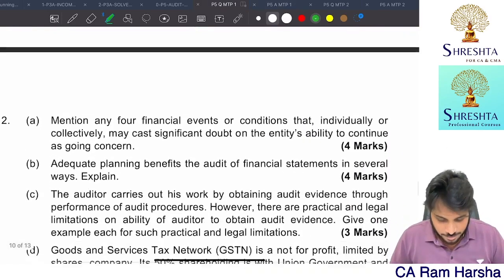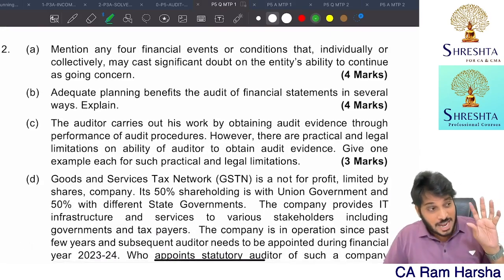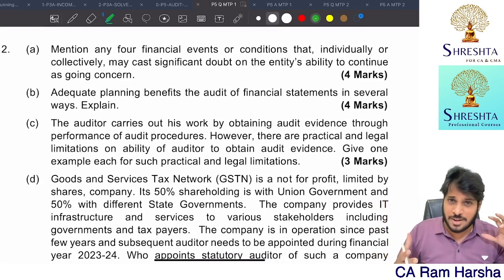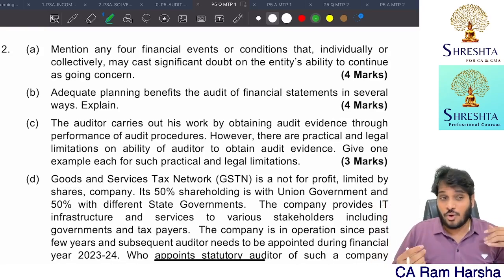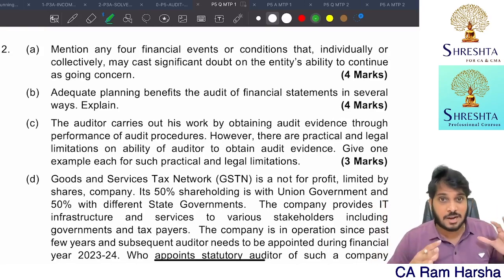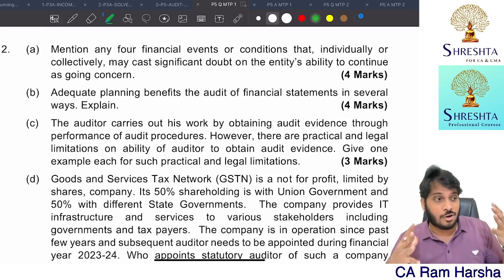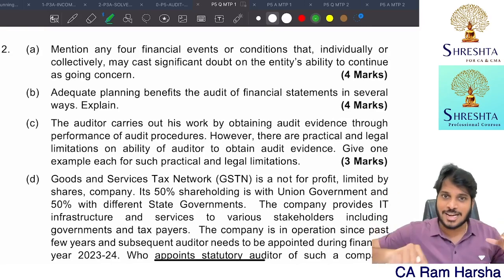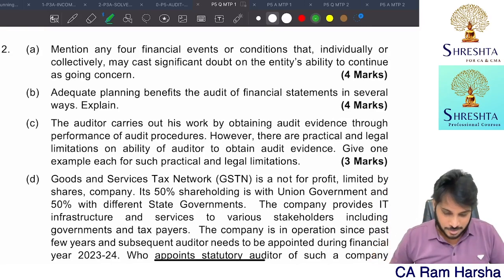Next, they gave a situation of how a familiarity threat has been created here. How is it created? Because they are providing too many benefits to us. So whatever issues we identify in audit, we may not report it. We may cover up. We will not act as per our duty. That's how it is creating sympathy for the client. Next.